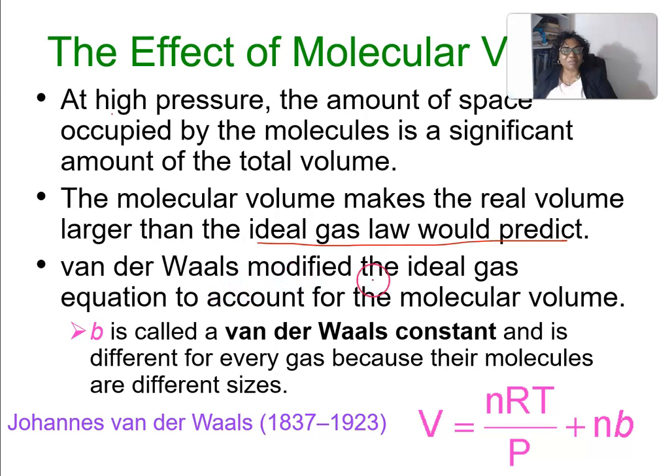So van der Waals modified the ideal gas equation to account for the molecular volume. B is called a van der Waals constant and is different for every gas because their molecules are different in size. So this is the van der Waals constant to account for the volume for the real gas.